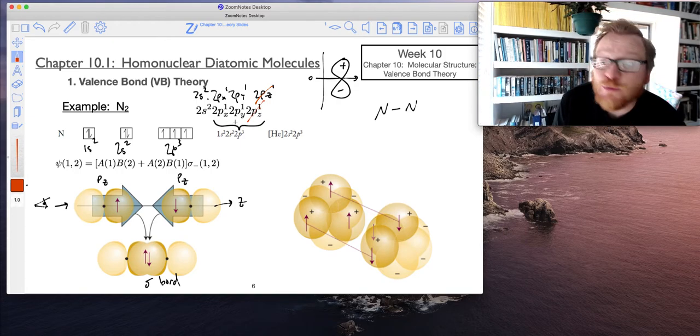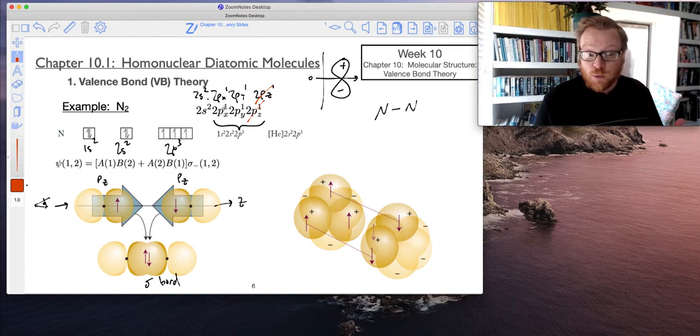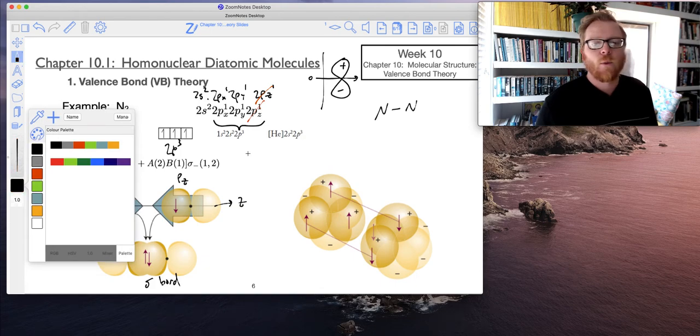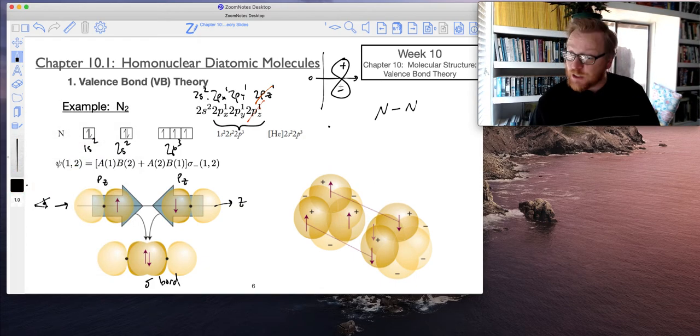But look, I've got 4 open electrons left, right? I've got a 2px1 and a 2py1 from each nitrogen. So how is that going to shake out? Well, remember, the px and the py are then going to be 90 degrees orthogonal to each other.